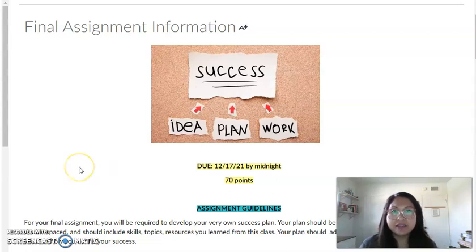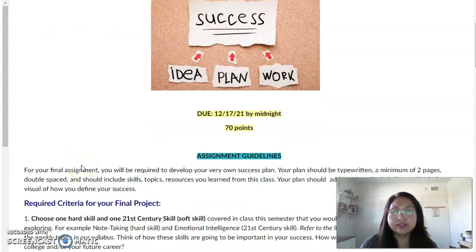Now our guidelines are all laid out on this page, but I will be going through them in detail so you have a better understanding of what to expect. The assignment is not due until November 17th by midnight, and it is worth 70 points.